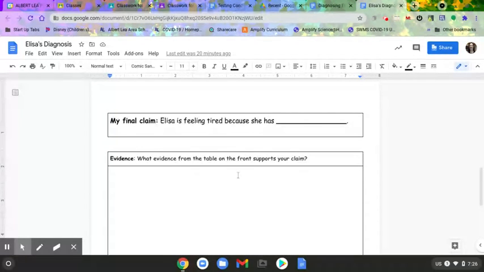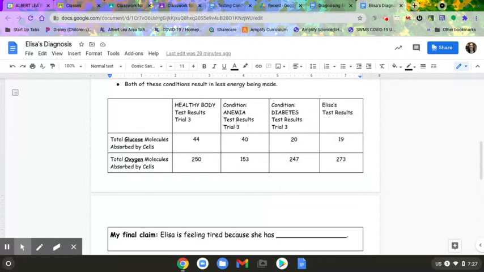So when we're looking at evidence, we are looking at the numbers. Right now, anemia's numbers don't even matter. So when you get your document, if you want to edit it and delete anemia, that's fine. You sure can. I apologize if you hear my child in the background. Okay, so we're going to be looking at the results from diabetes. We're looking at Elisa's test results. You could even compare it back to the healthy body, and it's probably not a bad idea to do so. You're wanting to talk about what you see for Elisa that is higher or lower when compared to the healthy body. How about the condition of diabetes test results? How do those numbers compare? Are they higher or lower when compared with the healthy body?